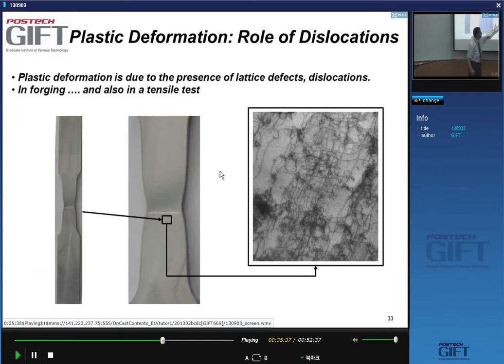So in this industrial process at high temperature, but also when you are doing a simple tensile test, it is the dislocations in the microstructure that will be responsible for strength. And the properties of dislocations will explain why you have strength, why you have strengthening, and why you have plasticity.